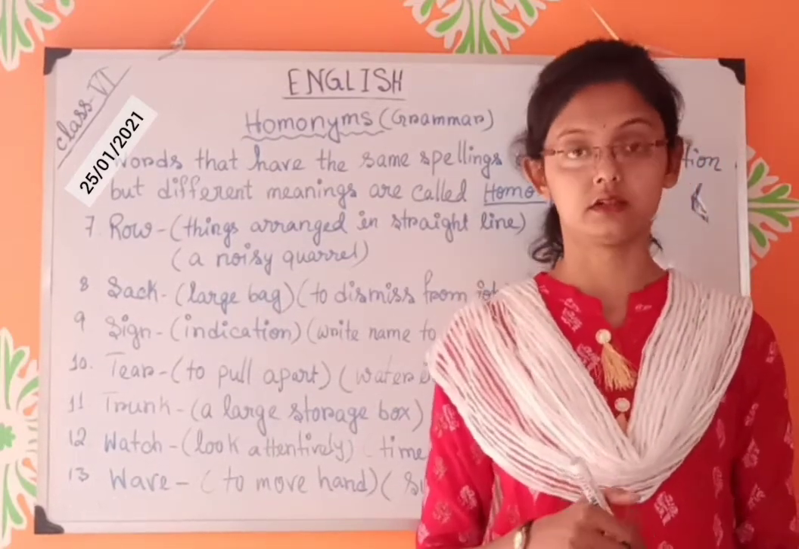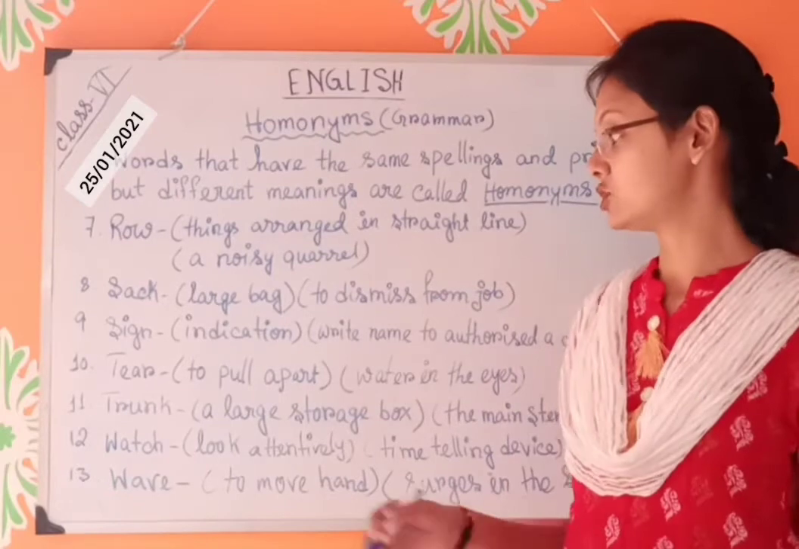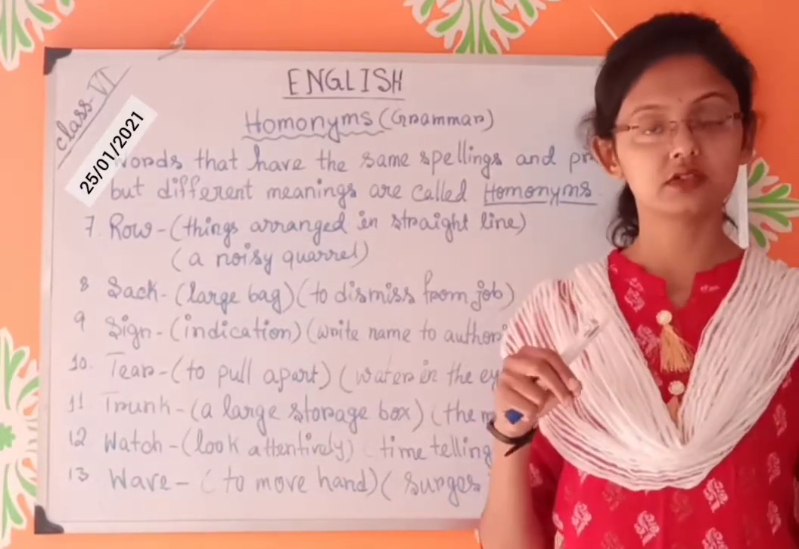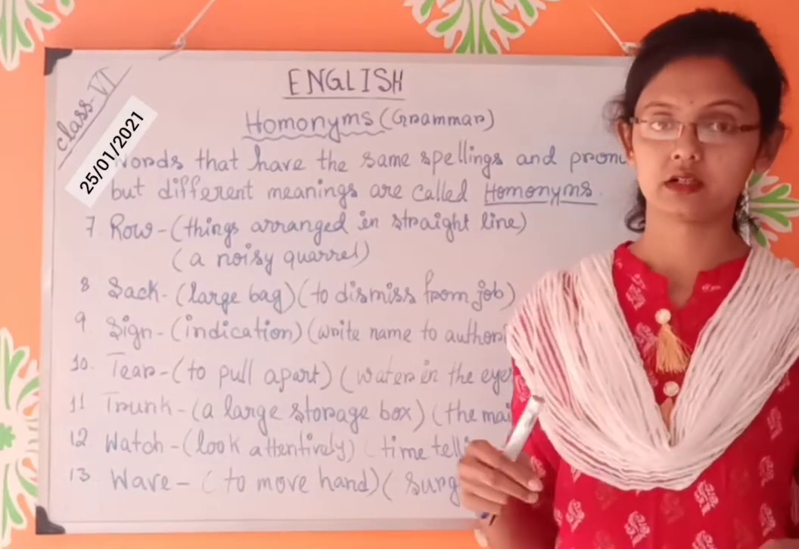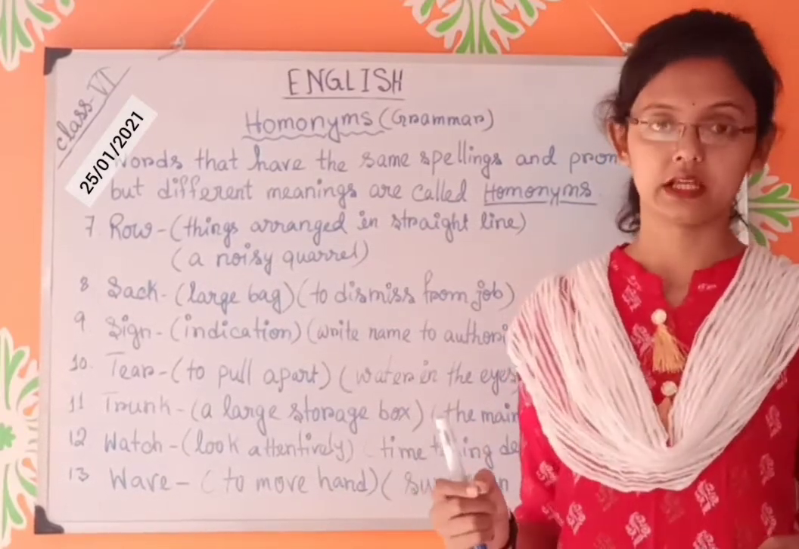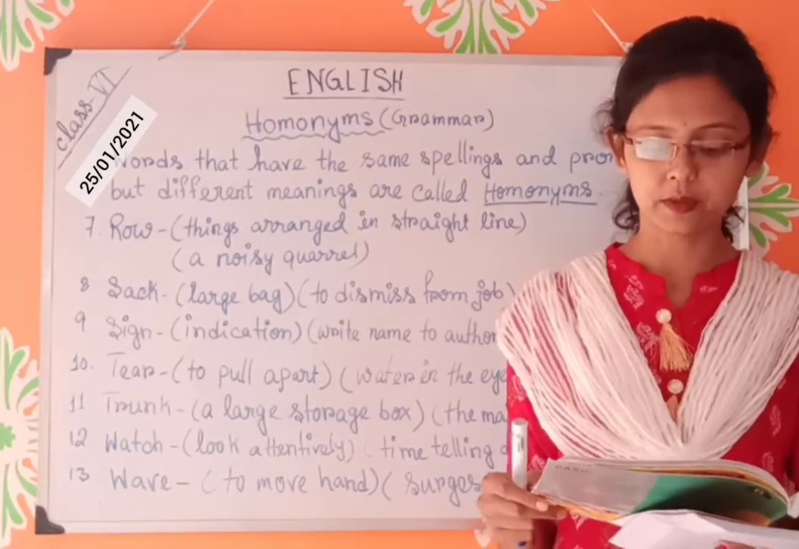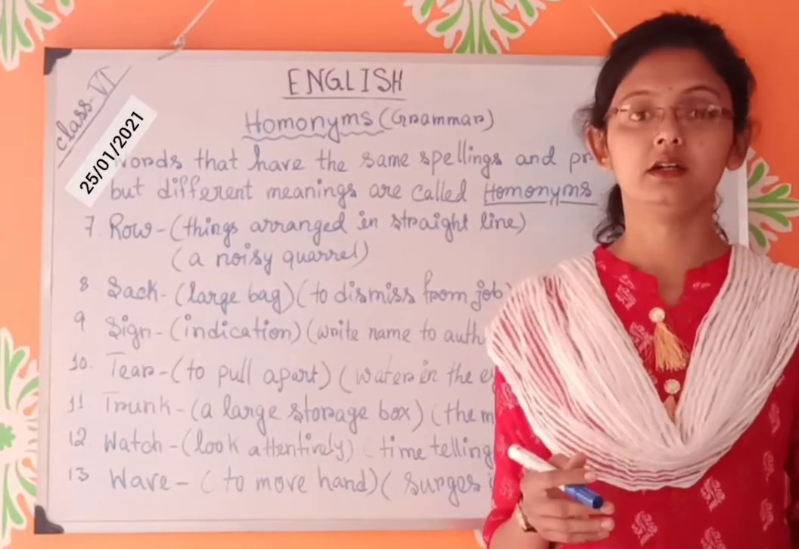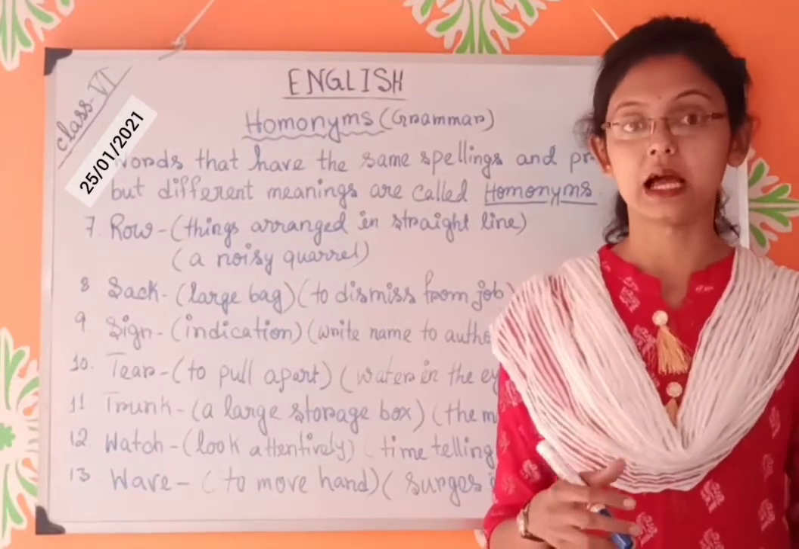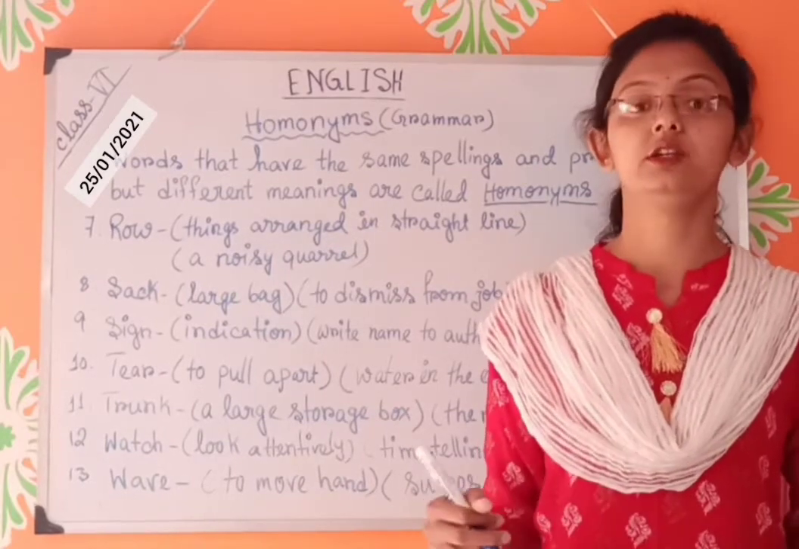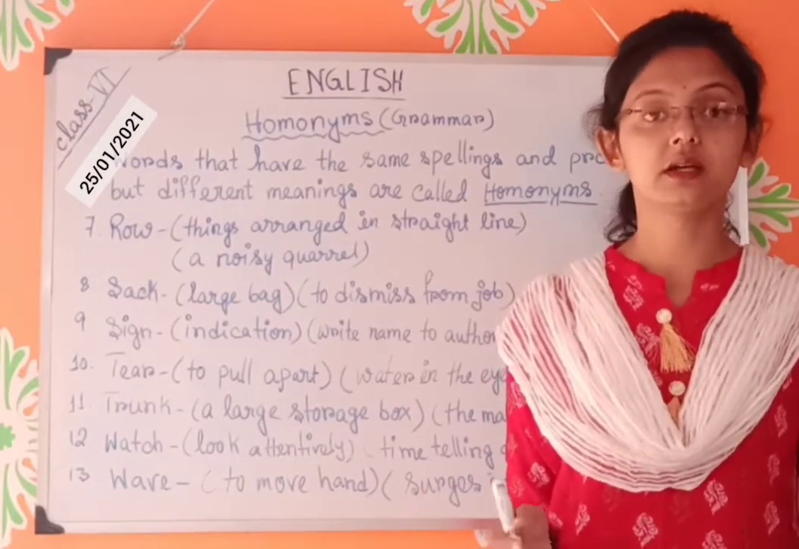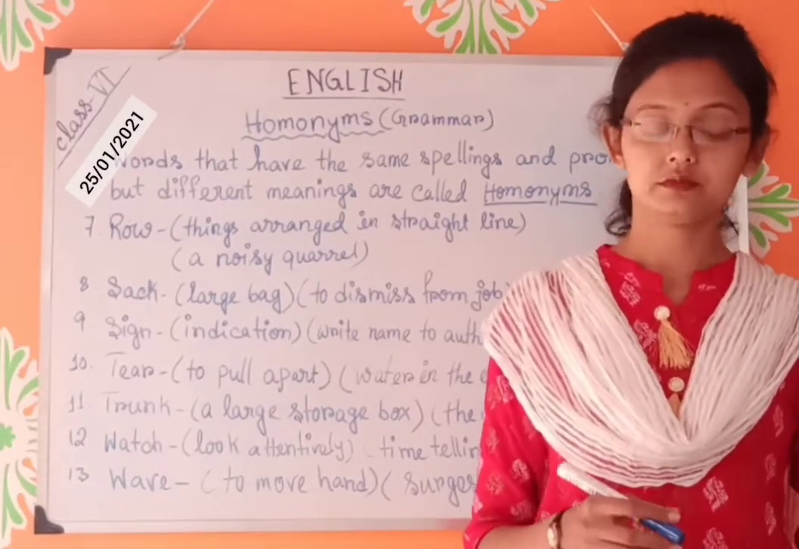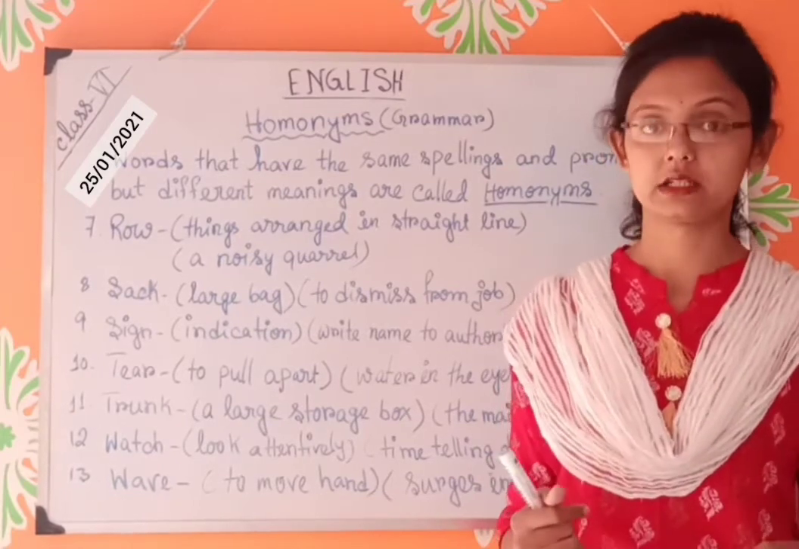Next one is tear. Tear means to pull apart. You know that sometimes we tear pages, right? That is to pull apart, taking out of the place. Don't keep the newspaper here, the dog will tear it. You know that dogs and cats have sharp teeth, and sometimes they tear things. If you leave the papers near them, they will tear them. Sometimes they tear clothes also. So it means to pull apart.